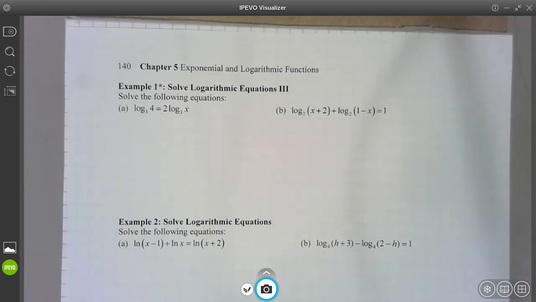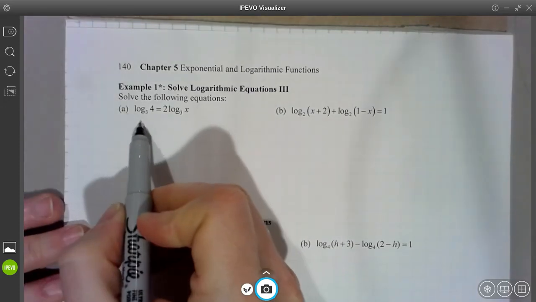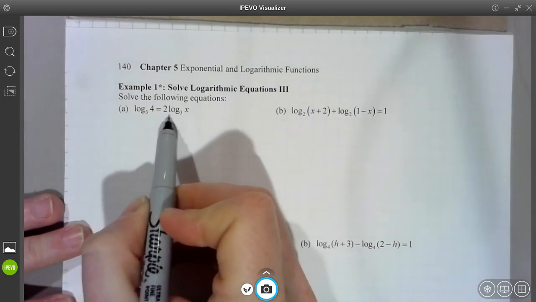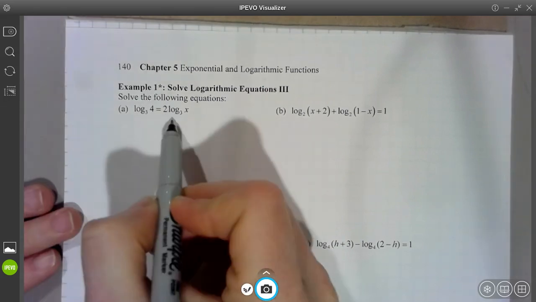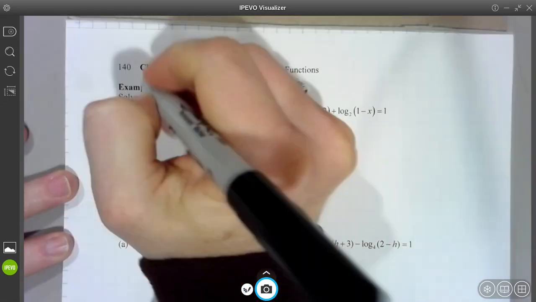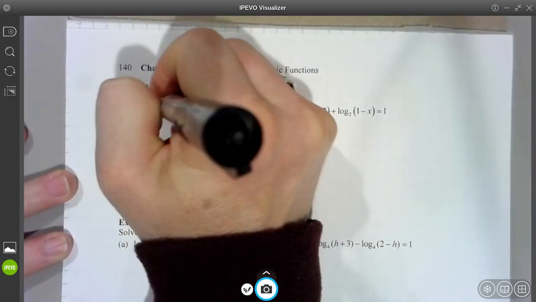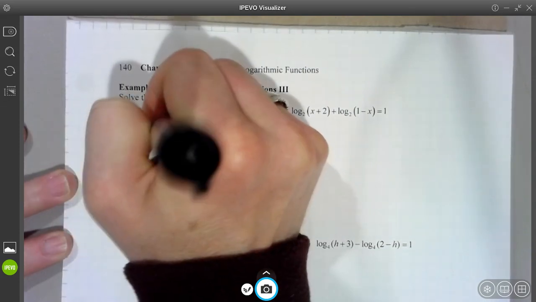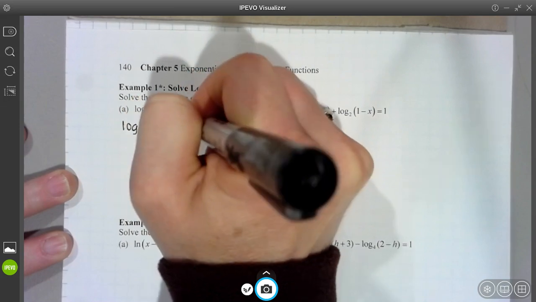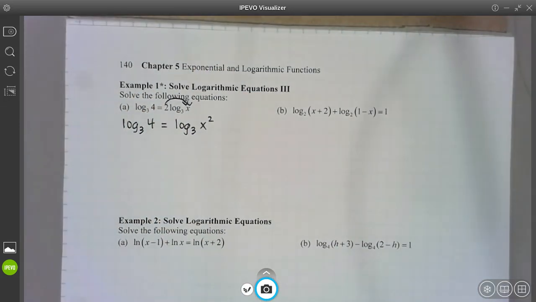All right, here we go. The first one says log base 3 of 4 equals 2 times log base 3 of x. Right now I can see that this is leaning towards one logarithm, base 3, equals one logarithm, base 3. I want to get this log more isolated, so let's throw this factor of 2 back up as an exponent. Then it says log base 3 of 4 equals log base 3 of x squared. So now it definitely says one log base 3 equals one log base 3. So think about, with common sense, why.